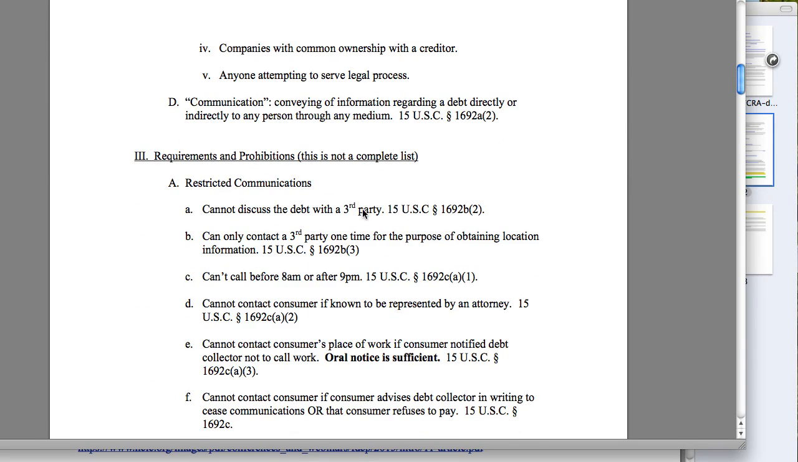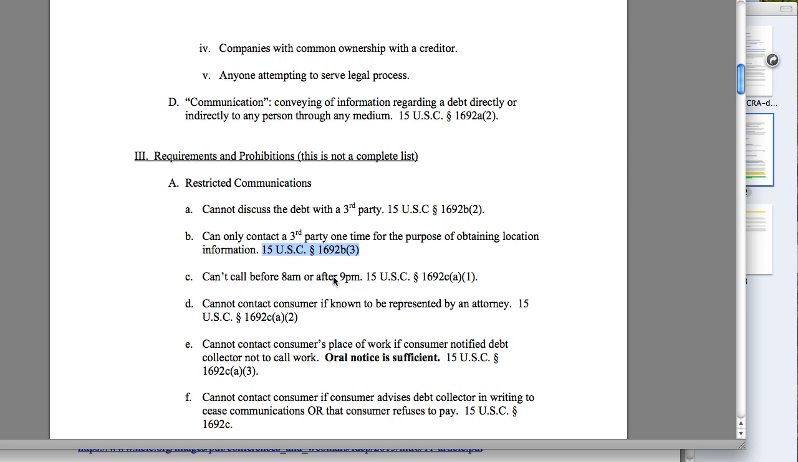They cannot discuss the debt with a third party. This is where it is. If this is what they're violating, this is exactly what you're going to charge them with, and that's the statute. So it's all laid out. They can only contact a third party one time for the purpose of obtaining information. Statute. Slice them with it.